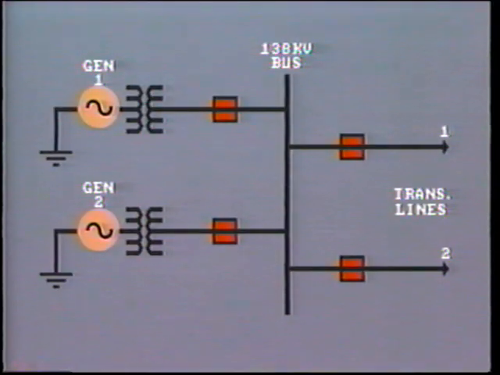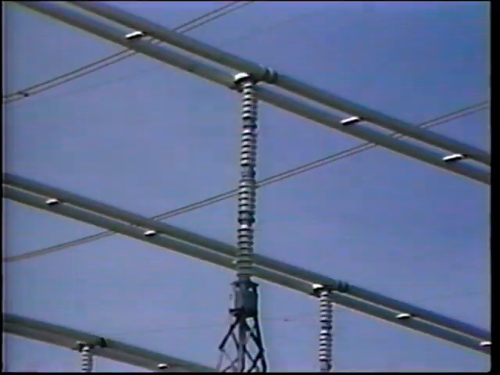The most simple arrangement would be, for example, at a generation station where, say, 2 generators feed into the common bus and 2 transmission lines transfer the power out of the bus into the system. Invariably, a high-voltage bus is constructed in the open air and consists of aluminum tubes like this. Air provides the insulation between the conductors.